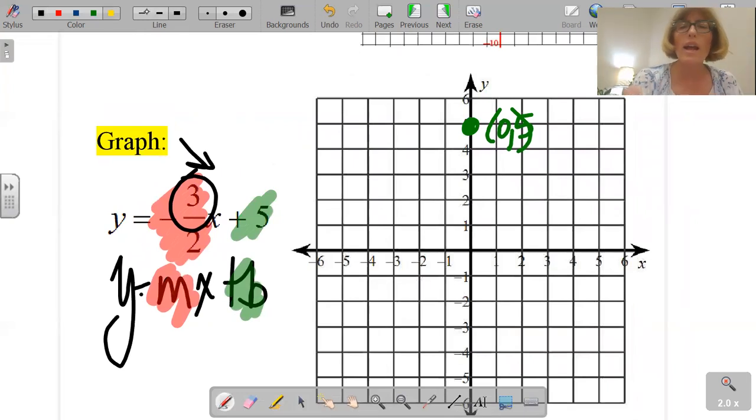Now if you go rise this way, you're flying off the graph. So that's why it's important that you understand you can go both directions. So my rise is 3, 1, 2, 3, and my run is to the right 2, and the reason why it's to the right is I want to tilt downwards from left to right.